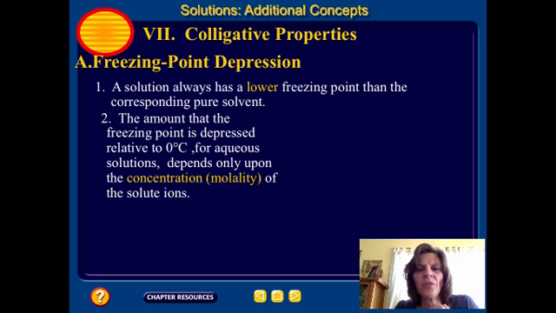Let's get started with the second vodcast on the solutions topic. Go to Roman numeral 7 in your outline and look for colligative properties.